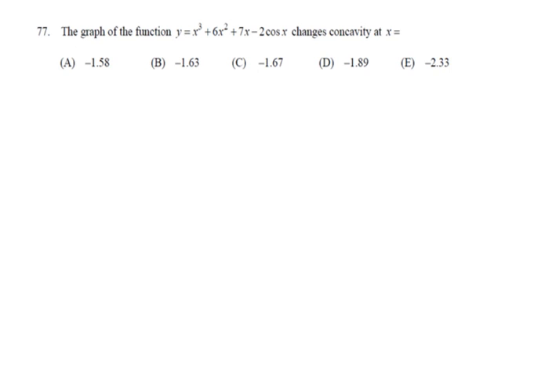1997 AB 77, the calculator question. It says the graph of the function y equals x cubed plus 6x squared plus 7x minus 2 cosine x changes concavity at x equals what? Well, y changes concavity when y prime prime, or the second derivative of y, changes sign.